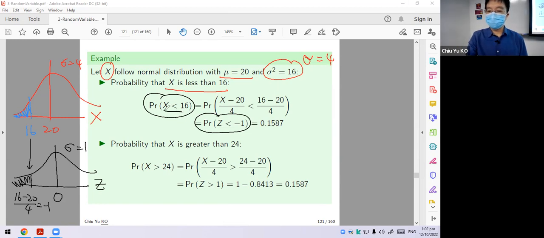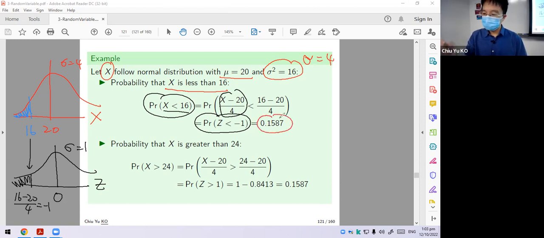Why is this the right transformation? Just subtract the mean and divide by sigma, and that gives you the standard normal. You do the same transformation on both sides of the inequality. That is something you learn in high school, how to operate on inequalities. You subtract 20 from both sides and then divide by 4 on both sides. The inequality remains the same, but this becomes standard normal. That is how you do the operation in math. And less than -1 is this number.